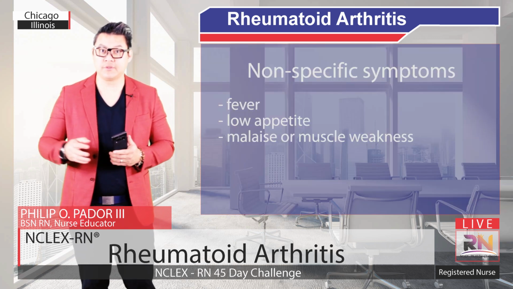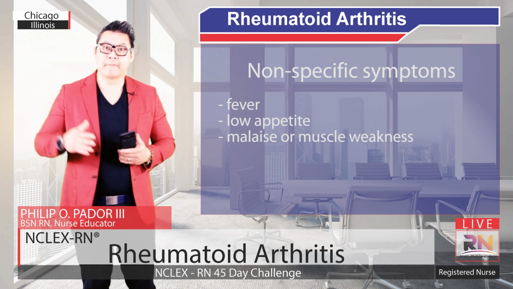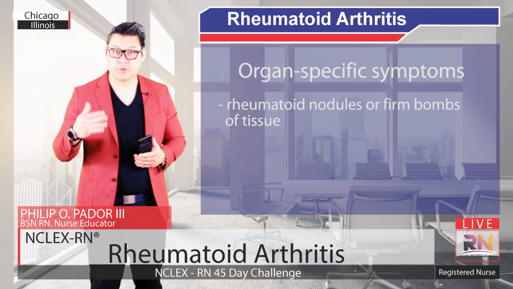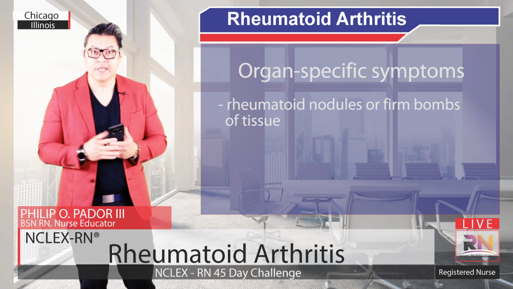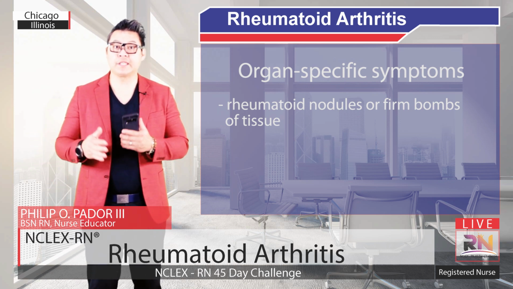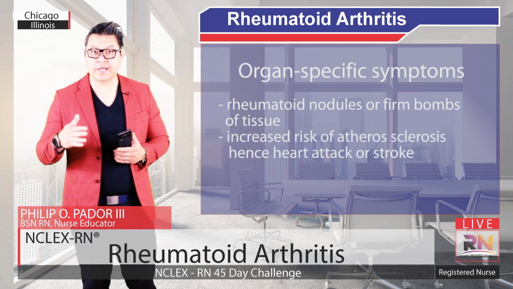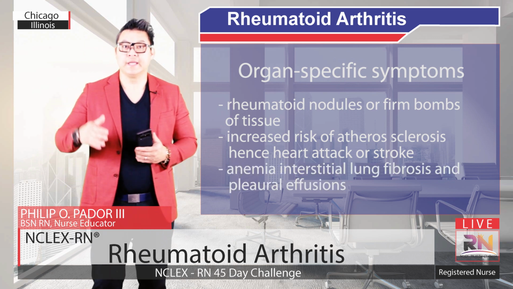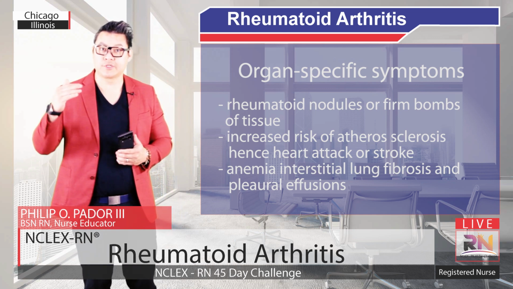Extra-articular manifestations include non-specific symptoms of inflammation such as fever, low appetite, malaise, or muscle weakness. Organ-specific manifestations include rheumatoid nodules, or firm bumps of tissue, and these are most commonly found in the skin around pressure points such as the elbows. Rarely, they can be found in the lungs, the heart, or the sclera of the eye. There's also an increased risk of atherosclerosis and therefore heart attack or stroke. There are also anemia, interstitial lung fibrosis, and pleural effusions, which can present with progressive shortness of breath.